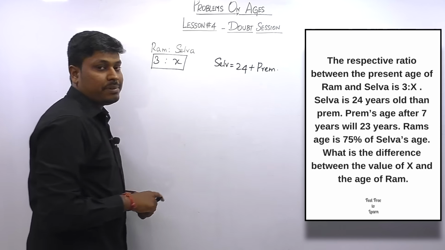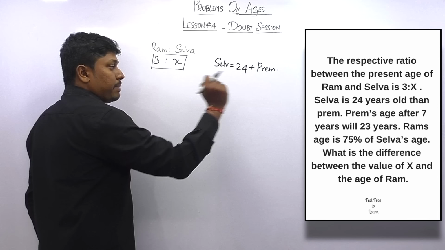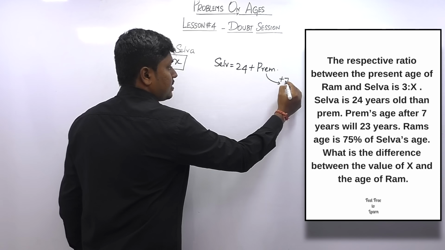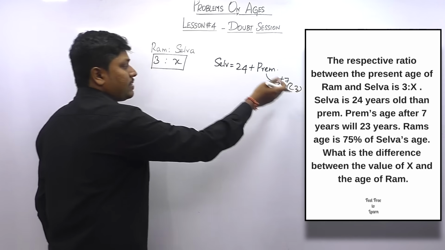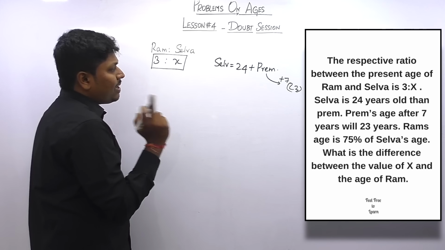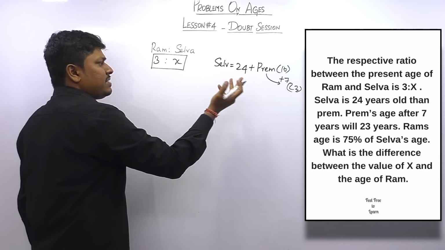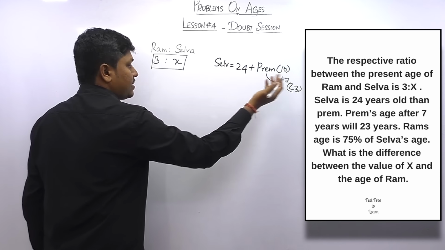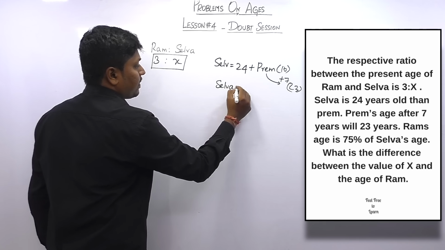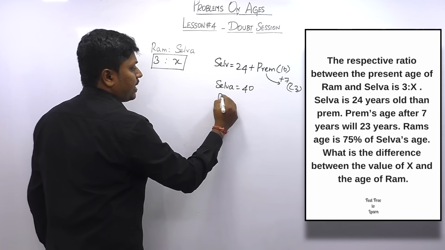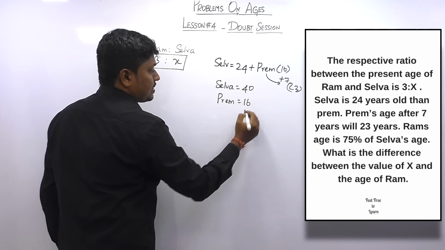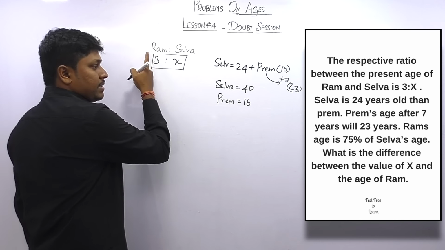Another point they have given is that Prem's age after 7 years will be 23. Listen here, friends, what they are saying is Prem's age after 7 years will be 23. Then we can definitely say that 7 years before, Prem's age will be 16, right? So Prem's age is 16. I think it is an easy question because Selva will be 24 plus 16, so Selva will be 40, and now we got the Prem age. Prem's age is 16 and we need to find Ram's age, right?